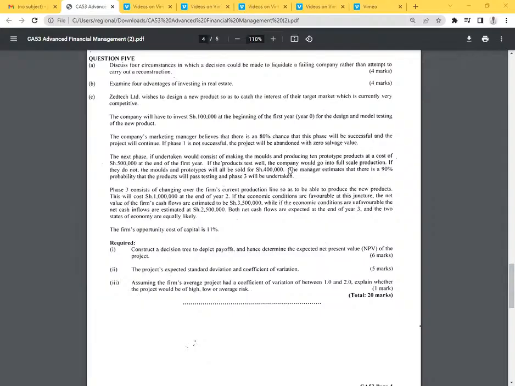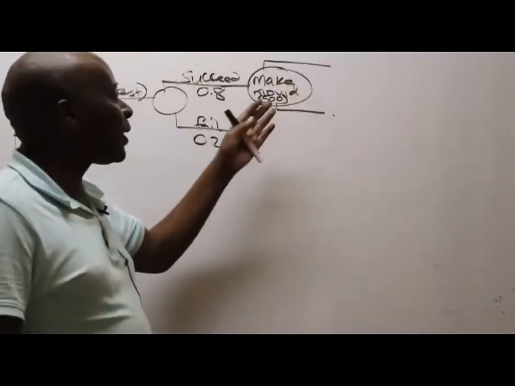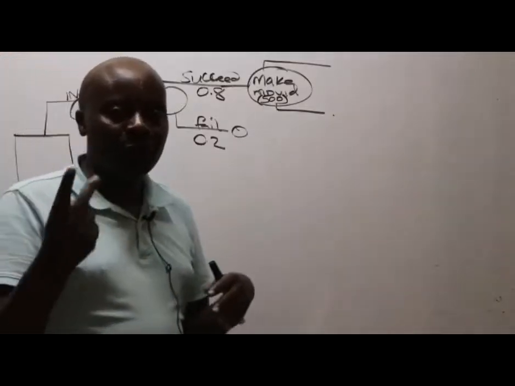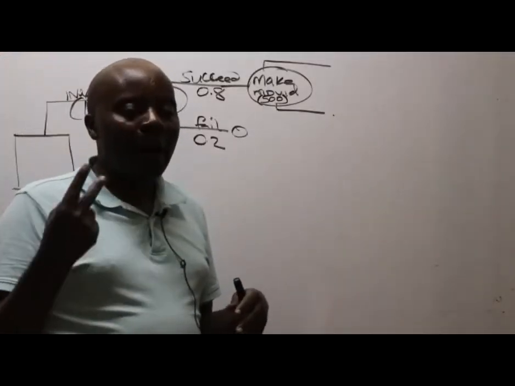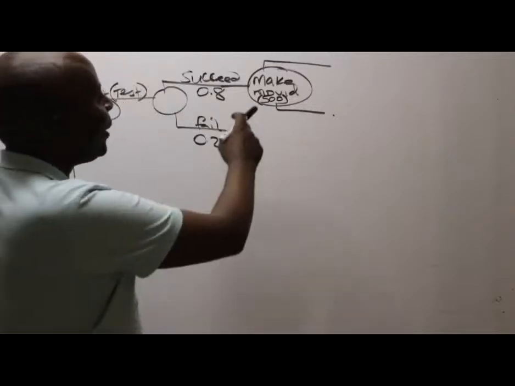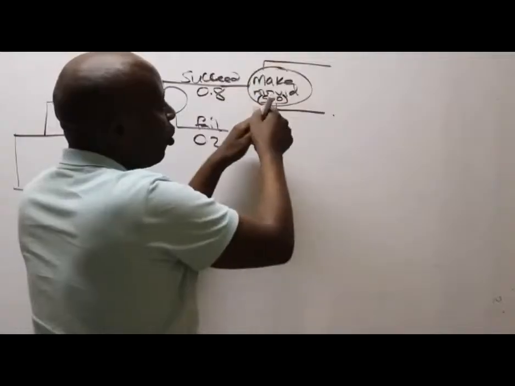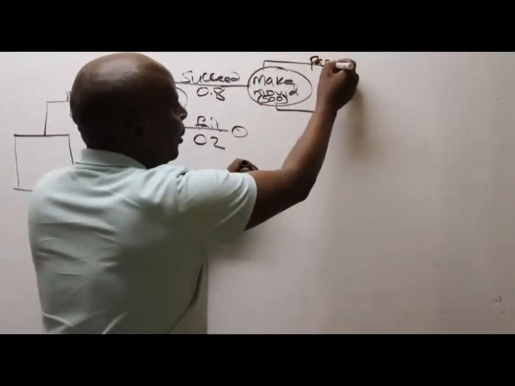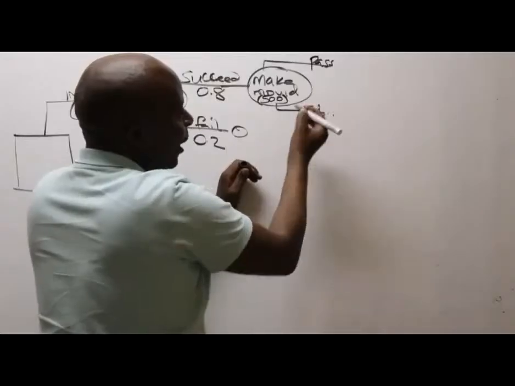If the product tests well, the company would go into full scale production. If they do not, the molds and prototypes will all be sold for 400,000. The manager estimates that there is a 90% probability that the product will pass testing, and phase 3 will be undertaken. Ladies and gentlemen, there are two possibilities, and the two possibilities are probabilistic. That is why we are capturing them in a circle. So the molds could either pass this phase, or they don't pass.